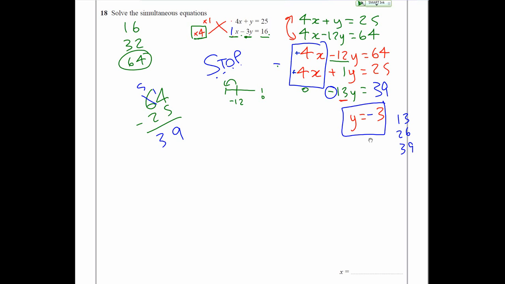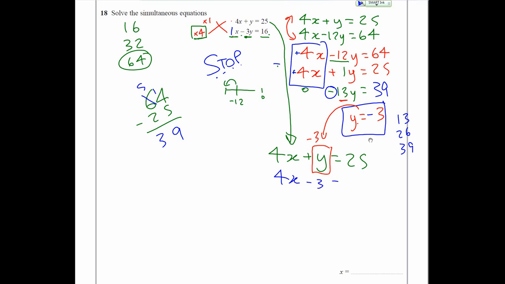We now go back to one of the original equations, the one that we think is easiest. We write it again, okay? And now we substitute what we found into here. We found out that y is minus 3. So instead of y here, we can actually have minus 3. So 4x minus 3 equals 25. Okay, and then we can just solve this as an equation on its own.